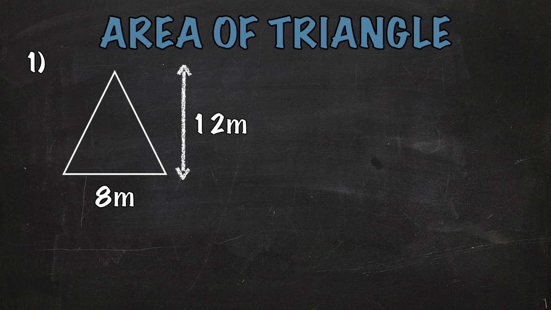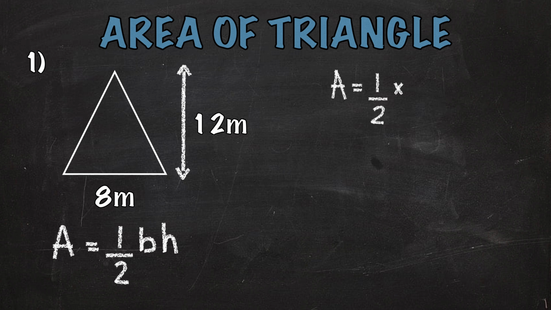Note that for the area of a triangle, you need the vertical height, not the slanted height. The area of a triangle is half base times height. Now we need to substitute our numbers in. So area is equal to half times our base, which is 8 meters, times our height, which is 12 meters.